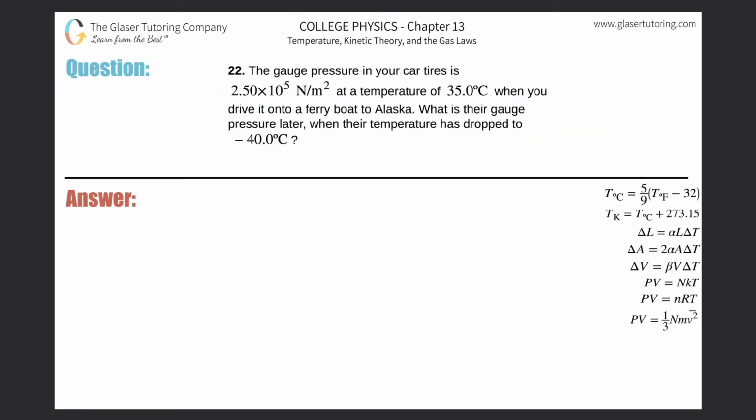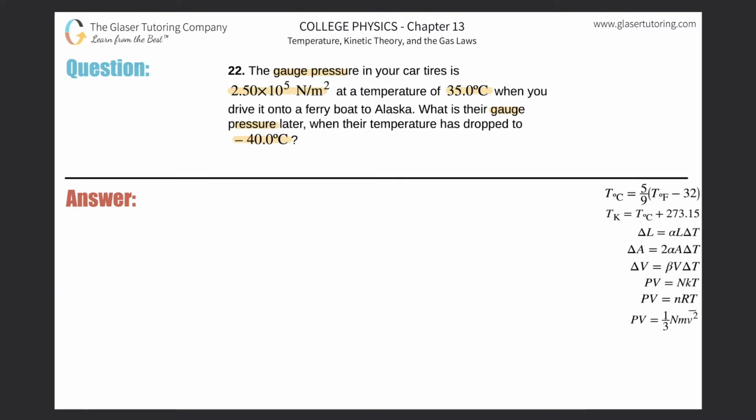Number 22. The gauge pressure in your car tires is 2.5 times 10 to the 5 newtons per meter squared at a temperature of 35 degrees Celsius when you drive it onto a ferry boat to Alaska. What is their gauge pressure later when their temperature has dropped to negative 40 degrees Celsius?